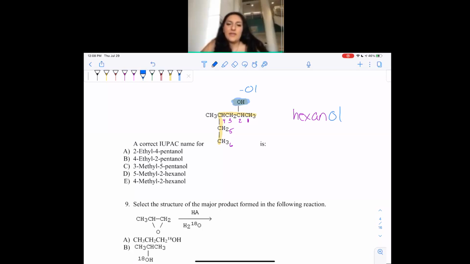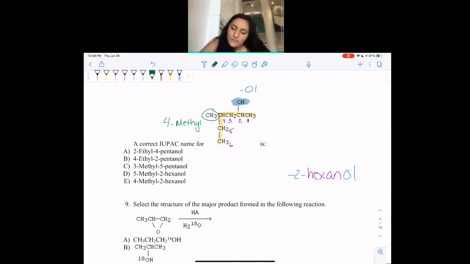And you can't forget the number. It is on the number 2 position, so we have 2-hexanol. And last but not least, our methyl is on carbon 4, so we add a 4-methyl to the beginning of this name. So the answer is what? E, yes, 4-methyl-2-hexanol. Correct. Yay!